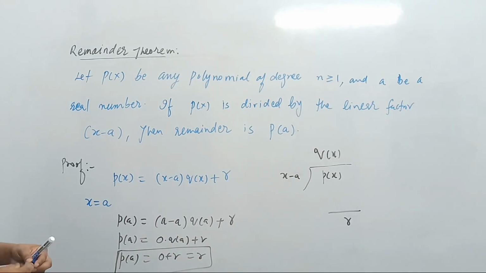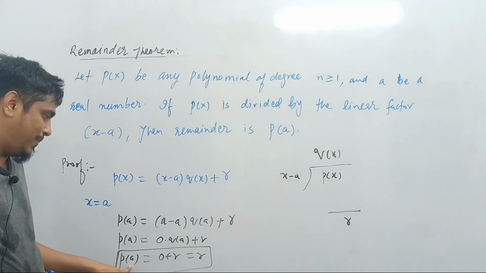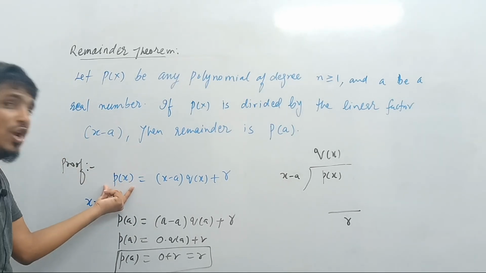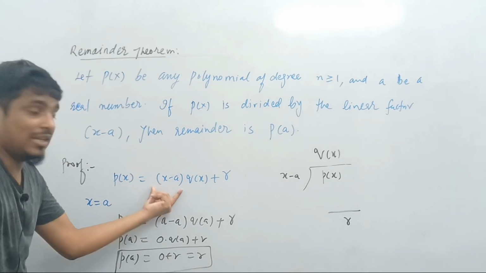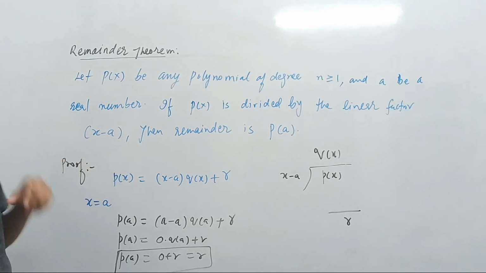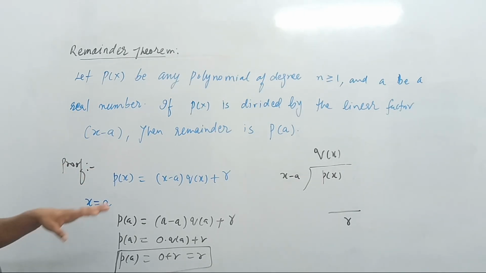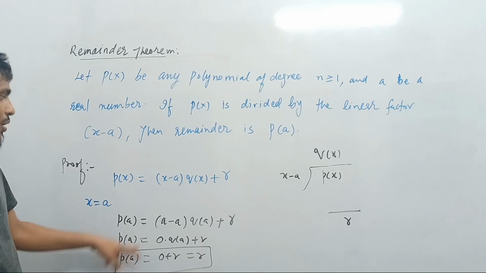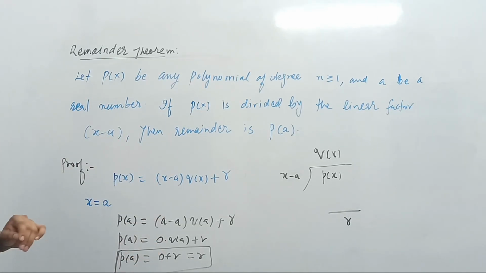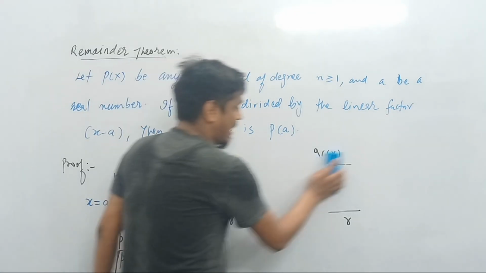So in this case we got p(a) is nothing but the remainder. So whenever we are dividing any polynomial by a linear factor, we'll get the remainder as the value of the polynomial at x is equal to a. I hope this is clear, okay? So let's see one more example.